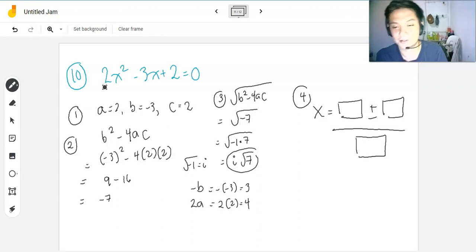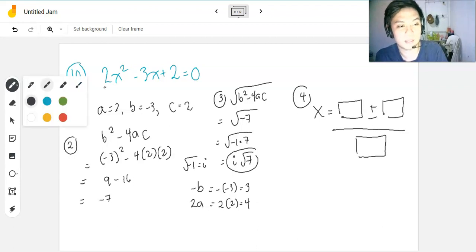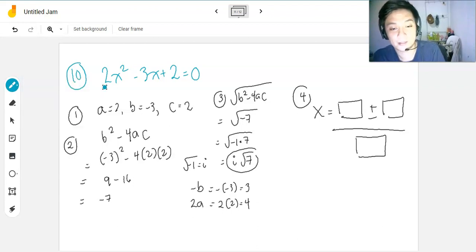Okay, yan. So, sa unang box sa taas, what do we write? Negative of b, so bali positive 3. And then sa ikalawa, yung square root ng discriminant, which is simplified as i square root of 7. And then sa baba is just 4. Can we simplify this further?